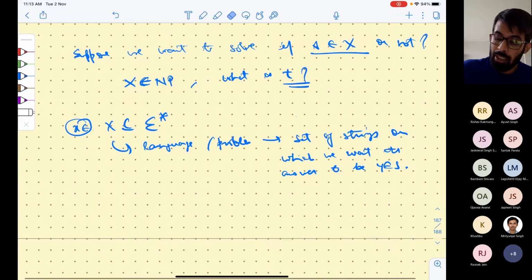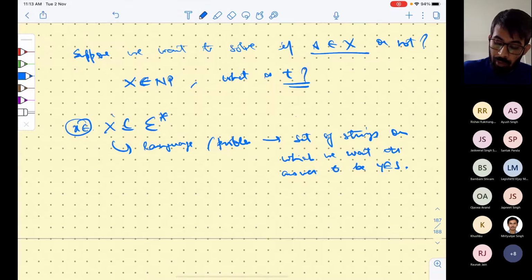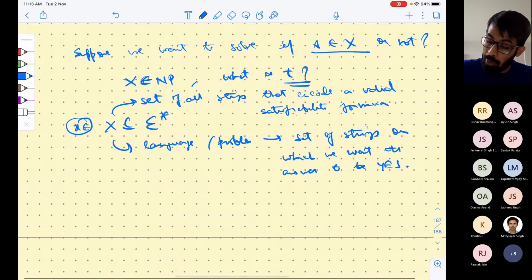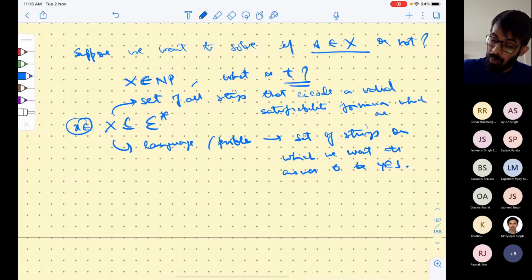For example, suppose we want to take satisfiability. What is this X? X is the set of all strings that encode a valid satisfiability formula. Right? And not just valid satisfiability formulas, but also which are satisfiable. That is going to be the set X, right?